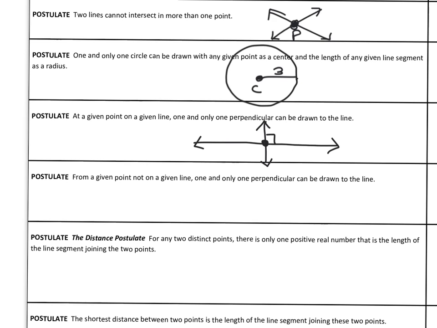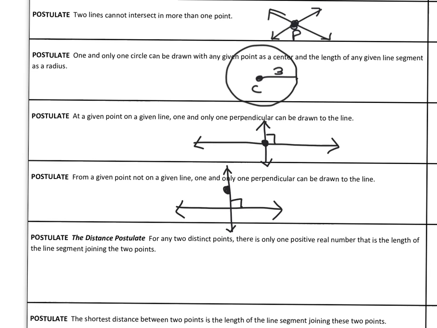From a given point not on a given line, one and only one perpendicular can be drawn to the line that goes through that point, which again makes sense. It's got to be just one line that'll make that a right angle. Otherwise, any other line that includes that point won't hit the other line at a right angle.